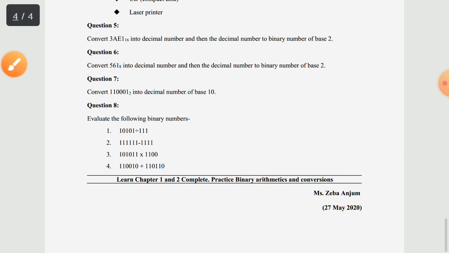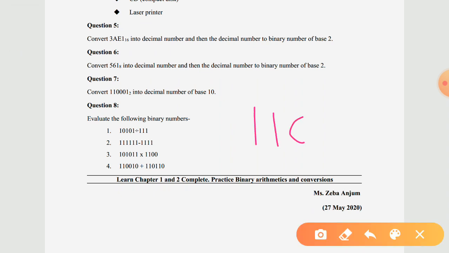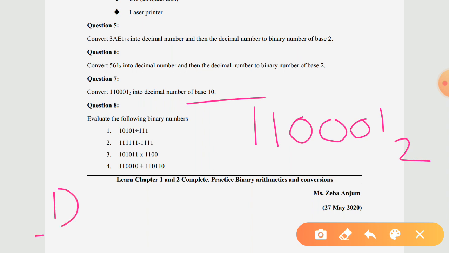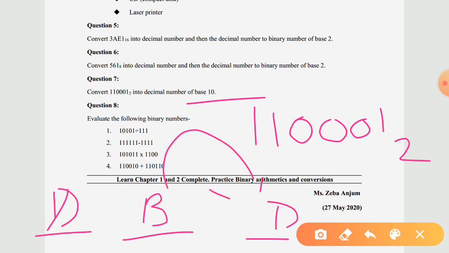Now see the 7th one. Convert 110001 with a base 2, it means it is a binary number, into a decimal number of base 10. Okay, you know better how to convert this binary number into your decimal number system. Okay, so these conversions you have to do over here.